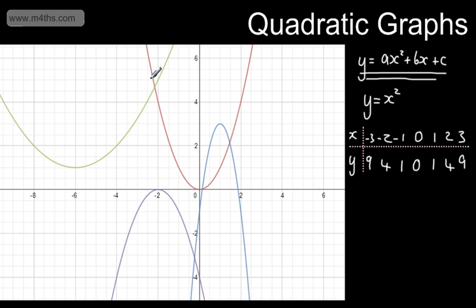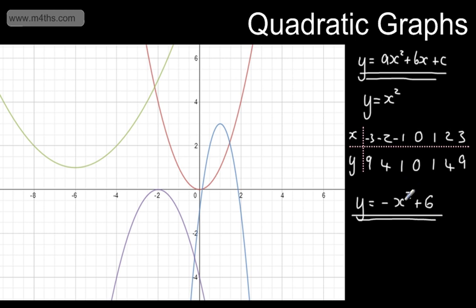So we end up with this symmetric graph. This is a negative quadratic. So this time it's upside down. So we could write a negative quadratic as minus x squared plus 6. That is an example of a parabola.